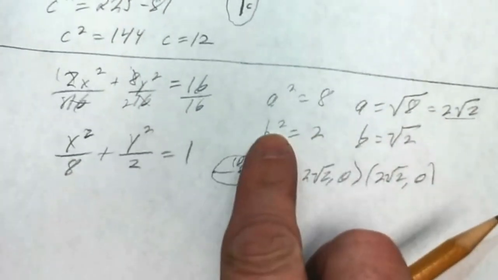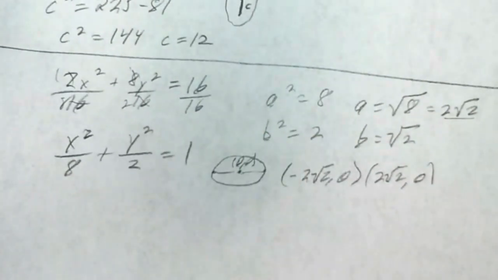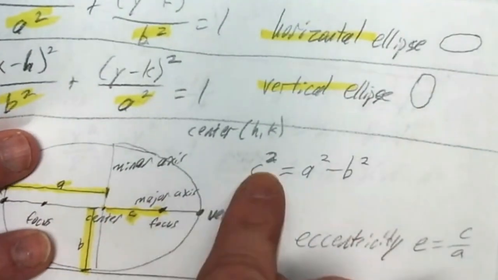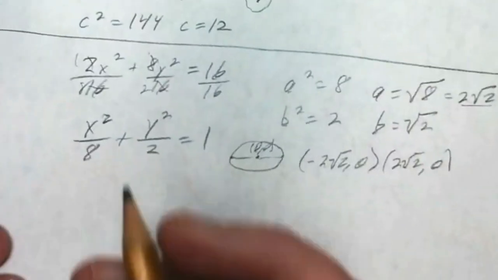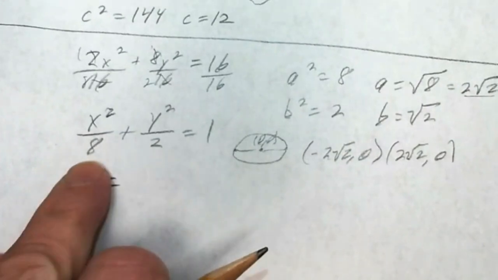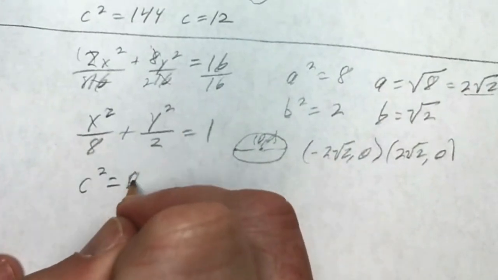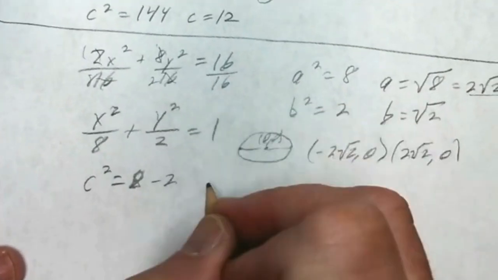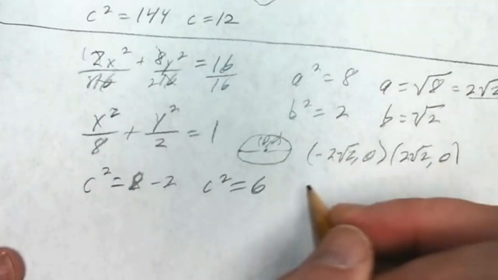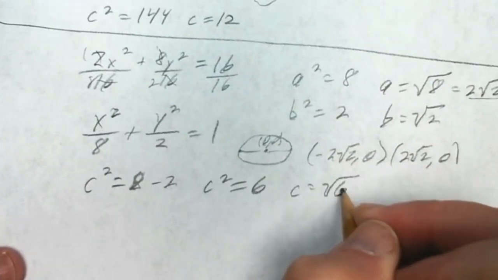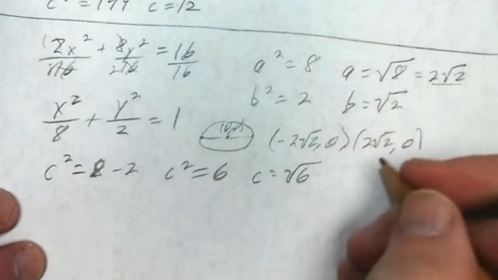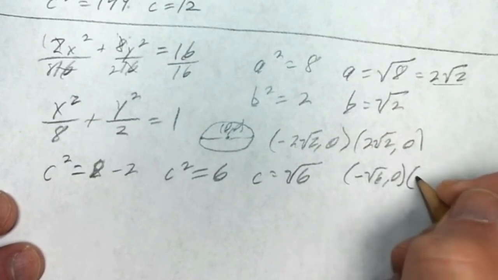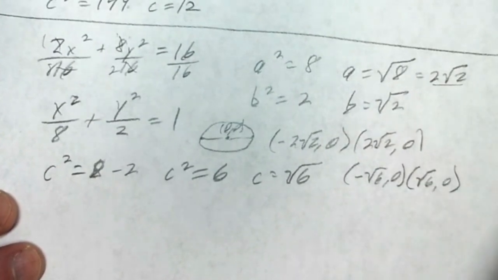Now we need to find what c squared is, right? Because c is the distance between the foci and the center. And we know c squared is a squared minus b squared. So c squared, a squared is 8. B squared is 2. C squared equals 8 minus 2. So C squared equals 6. C equals the square root of 6. So that means the focal points will be at negative square root of 6, 0, and positive square root of 6, 0.